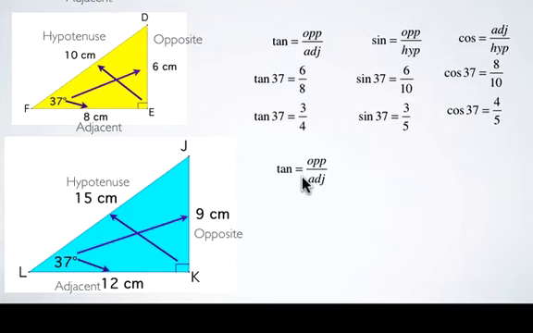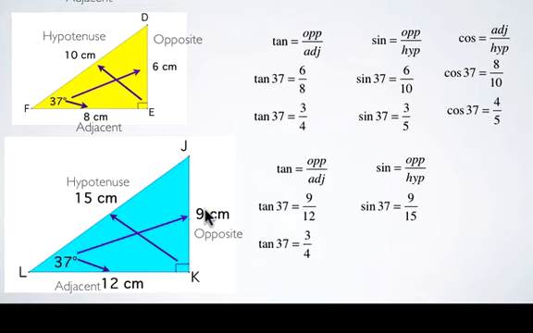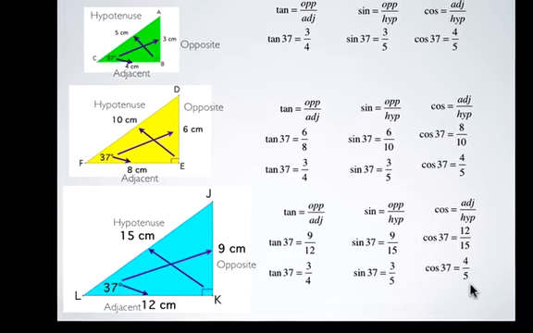And so when we write the tan ratio for our 37-degree angle, it's opposite over adjacent, which is 9 over 12, which reduces to lowest terms as 3 over 4. And for the sine ratio, it's opposite over hypotenuse, which is 9 over 15, which reduces to 3 over 5. And lastly, the cosine ratio is adjacent over hypotenuse, and the adjacent side is 12, the hypotenuse is 15, and in lowest terms, 12 over 15 is 4 over 5.